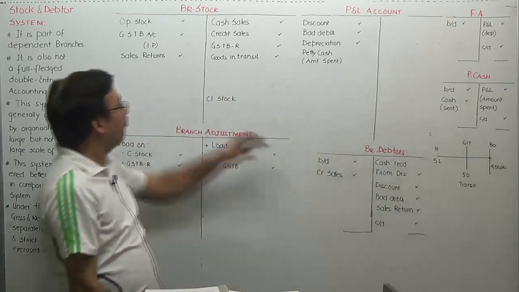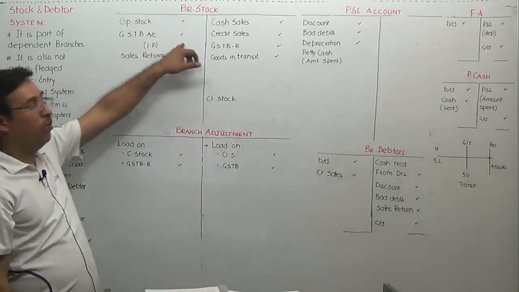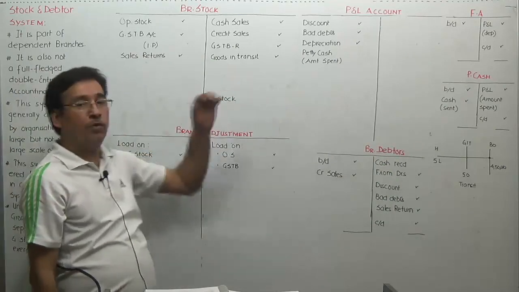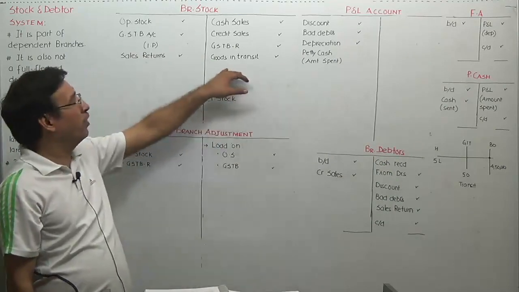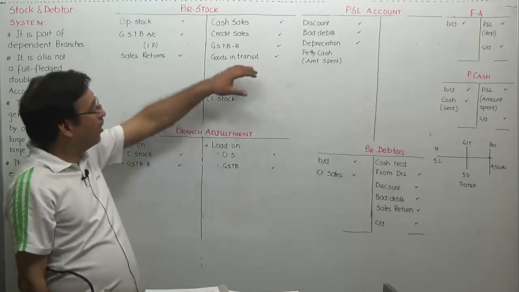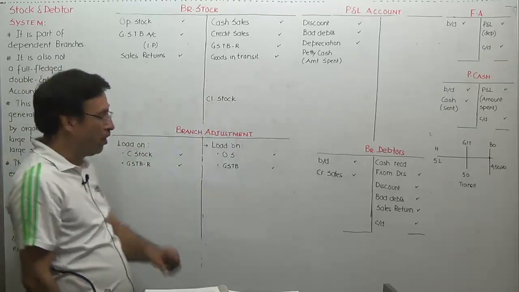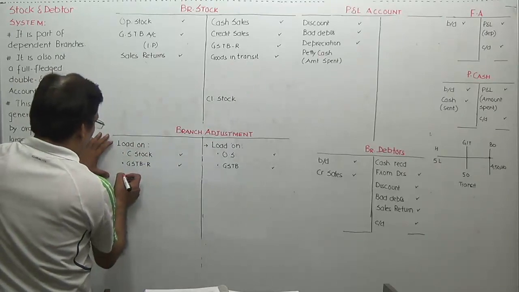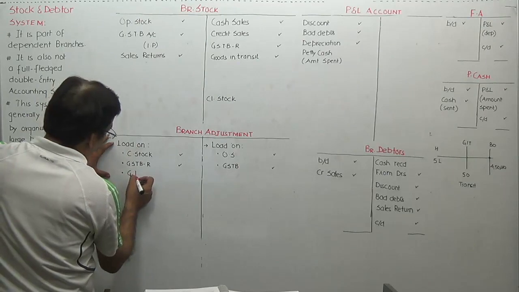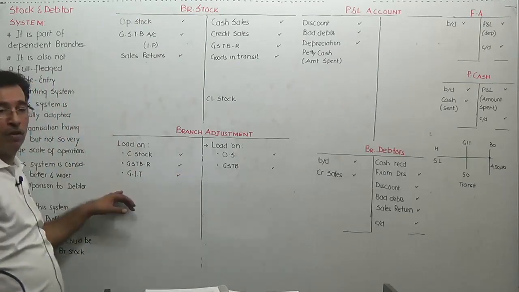But the problem is that when head office sends the goods, we will immediately write the profit margin here. But later on we would come to know that out of that 50,000 worth of goods, some haven't been received by the branch because they are still in transit. So on such goods, you will not be able to realize any profit. That is the reason that loading of goods in transit, GIT, is done on the debit side of this particular account.